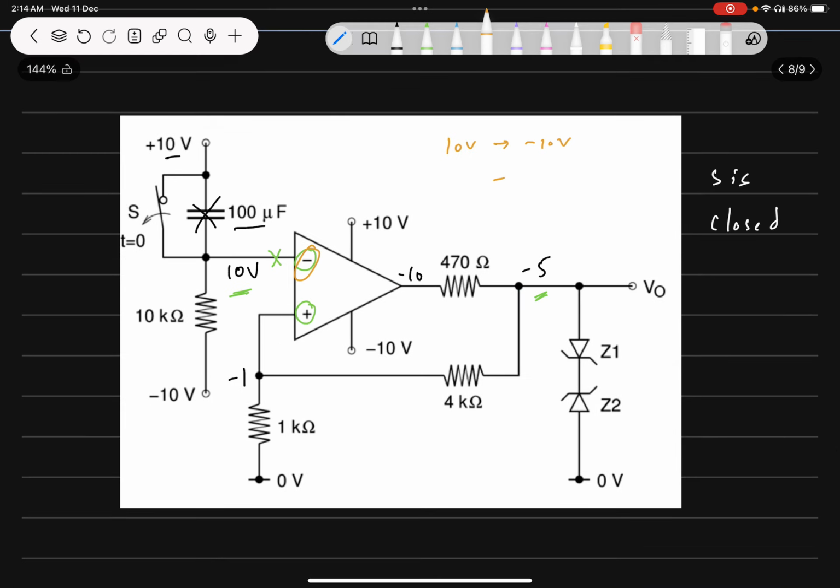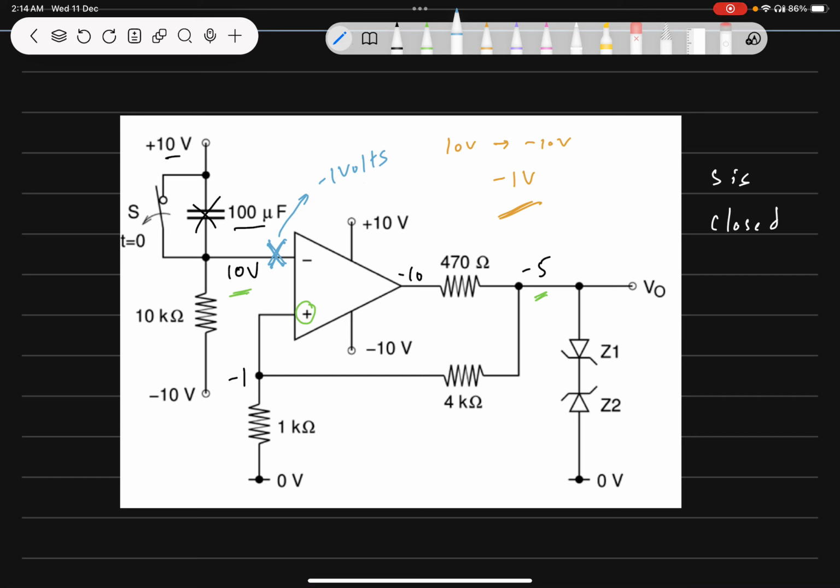The trip point is when this node potential is minus 1 volts. Because if this node potential is minus 1 volts, then it matches with this. And just as it becomes minus 1.001 volts or whatever, then this becomes plus 10 and this becomes plus 5 and VO changes state. Okay, so the trip point is minus 1 volts. That is, VO changes state when the potential at this node becomes minus 1 volts. This is the trip point.